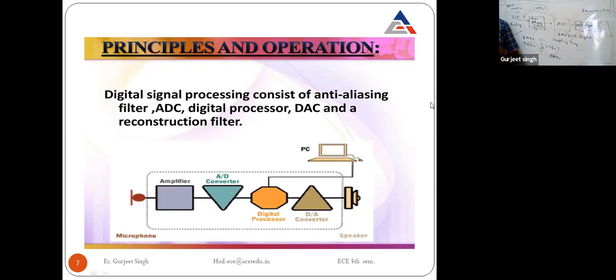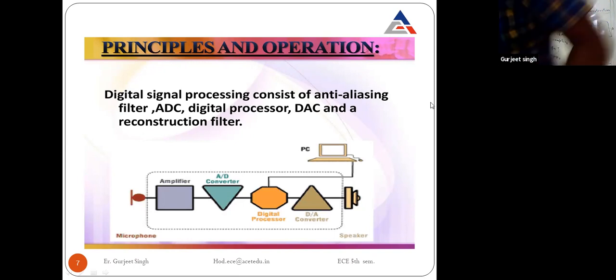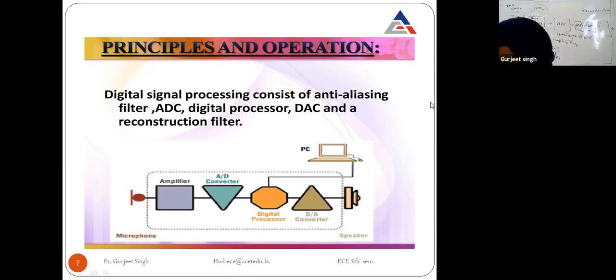Whenever the question comes in the examination, explain the elements of DSP, you must draw this diagram. First of all, input signal, then anti-aliasing filter, then ADC, then DSP, then DAC, then a reconstruction filter. In the last, we have the output signal. Okay, so these are the principles and operations of the DSP.